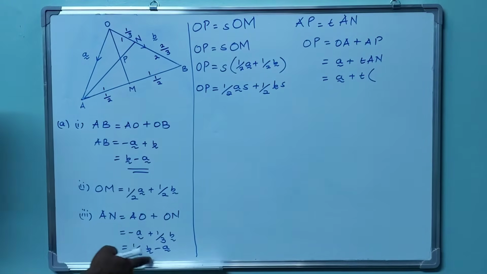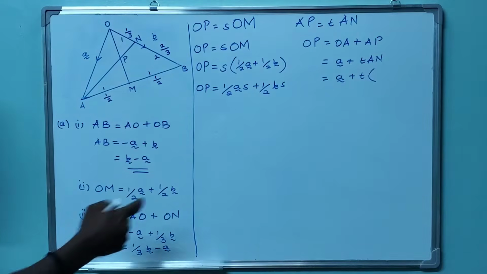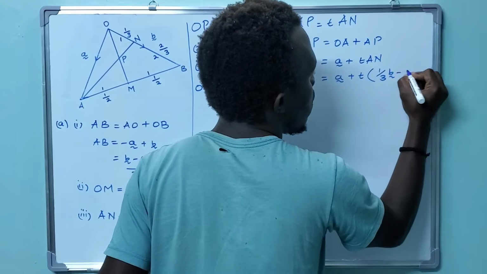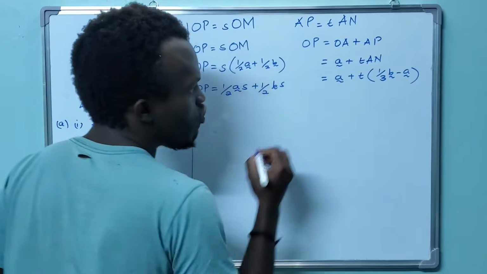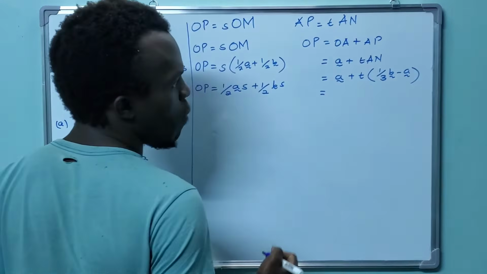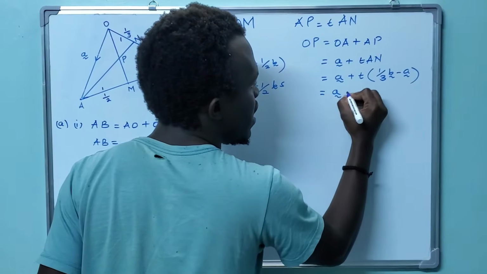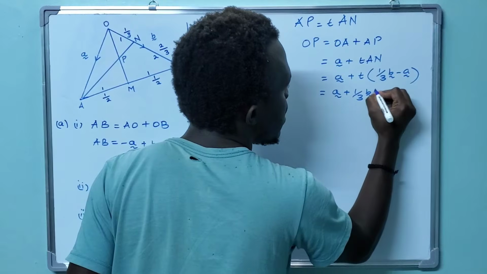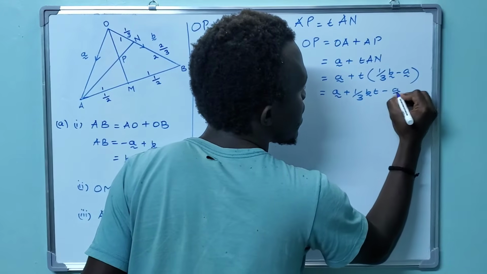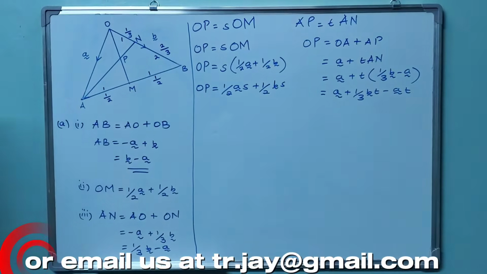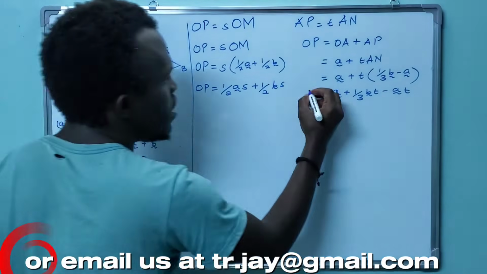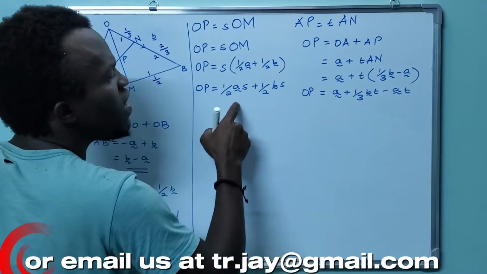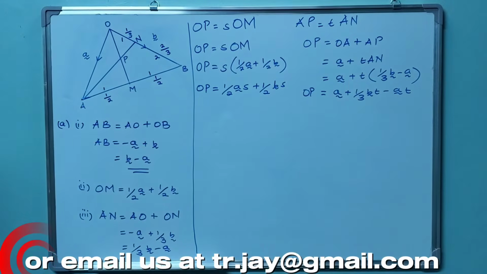AN, we've gotten it here. Here it is: a third vector B minus vector A. So, I'm going to have there a third vector B minus vector A. So, what is going to be my OP? I'm going to open up the bracket. I'm going to have here vector A plus 1 over 3 vector B T minus vector A T. So, I have this as my OP and this one also as my OP. So, I'm having two OP. I've expressed OP in two different ways.